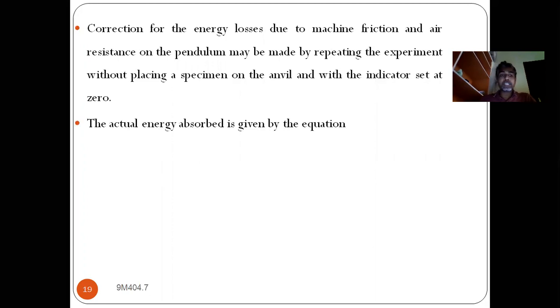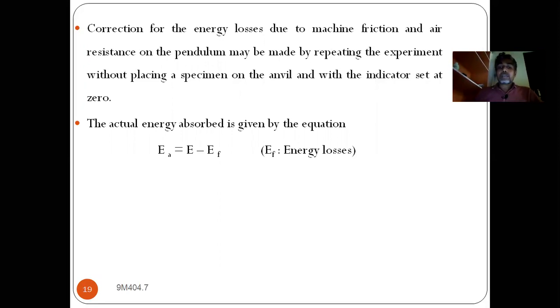So how to implement those things, you will see here. The actual energy absorbed is given by the equation EA is equal to E minus EF. E is nothing but W into H1 minus H2, but EF is the energy losses from the machine friction or mechanical friction and air resistance. By calculating the air resistance and machine friction, we can subtract those energy losses from the initial energy absorption. That will give the actual energy absorbed. EA is equal to E minus EF.